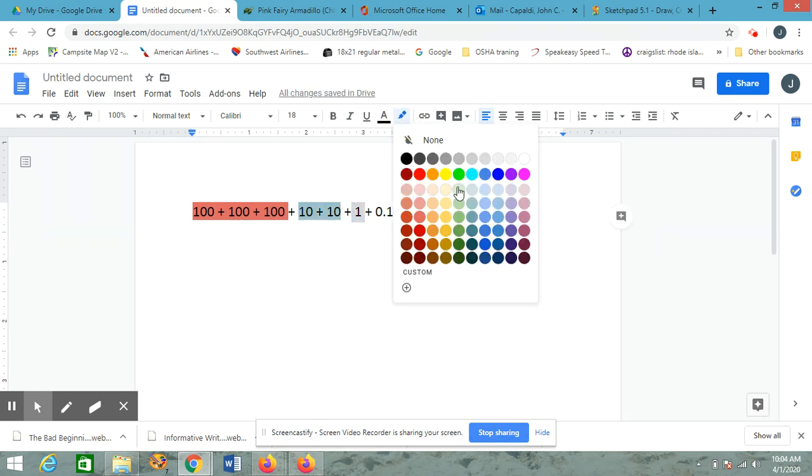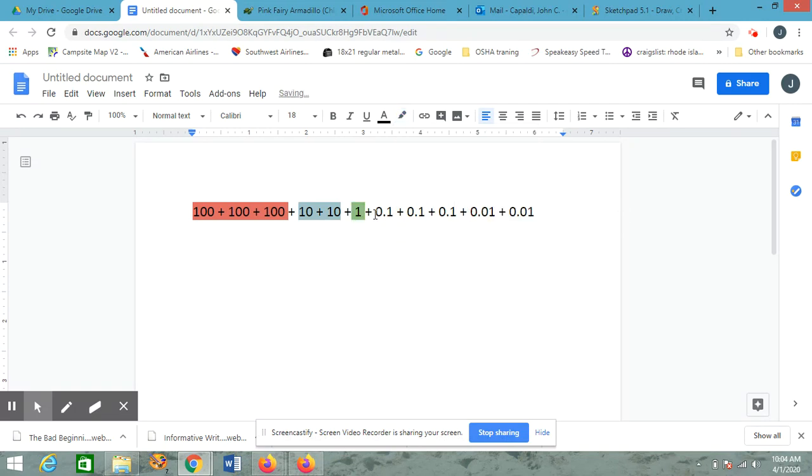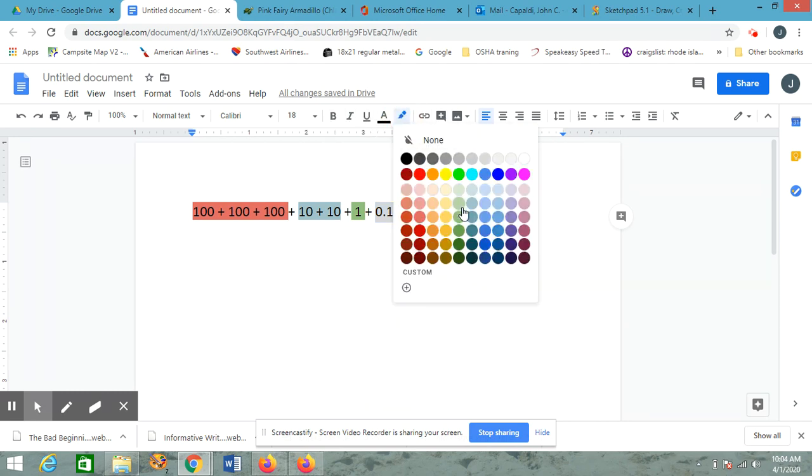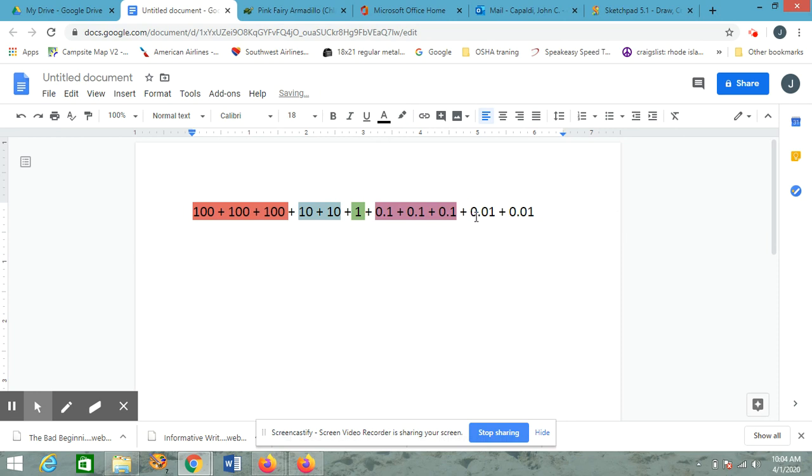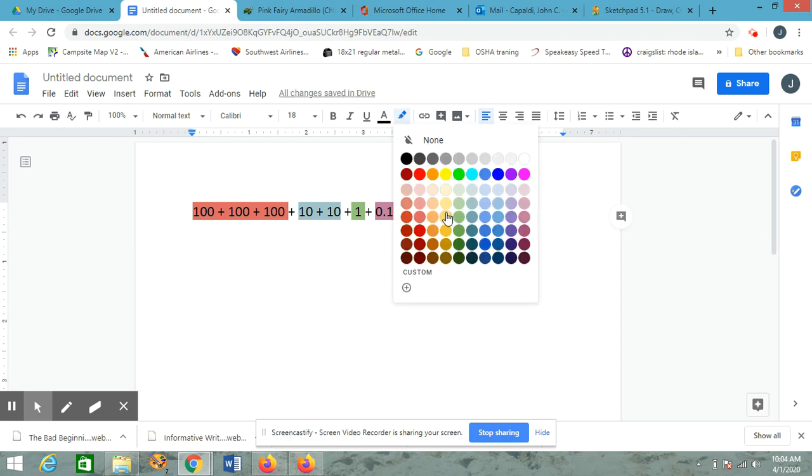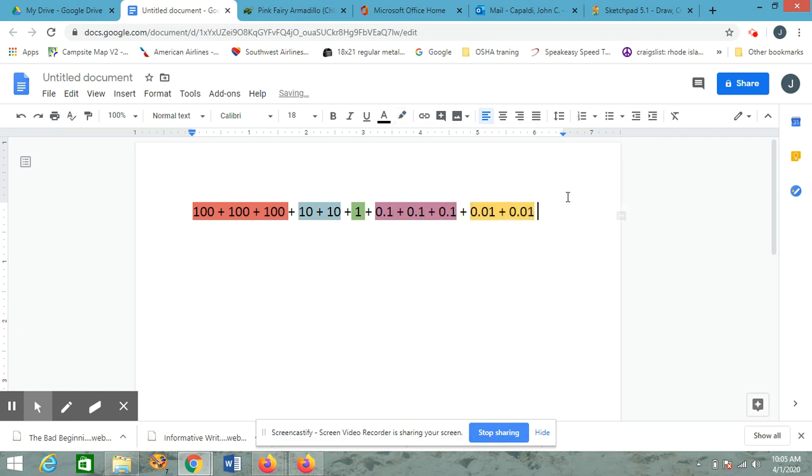We have 1 one. We have 3/10. Purple. Then we have 2/100. Go yellow. All right, so now I can see each of my numbers a little better.